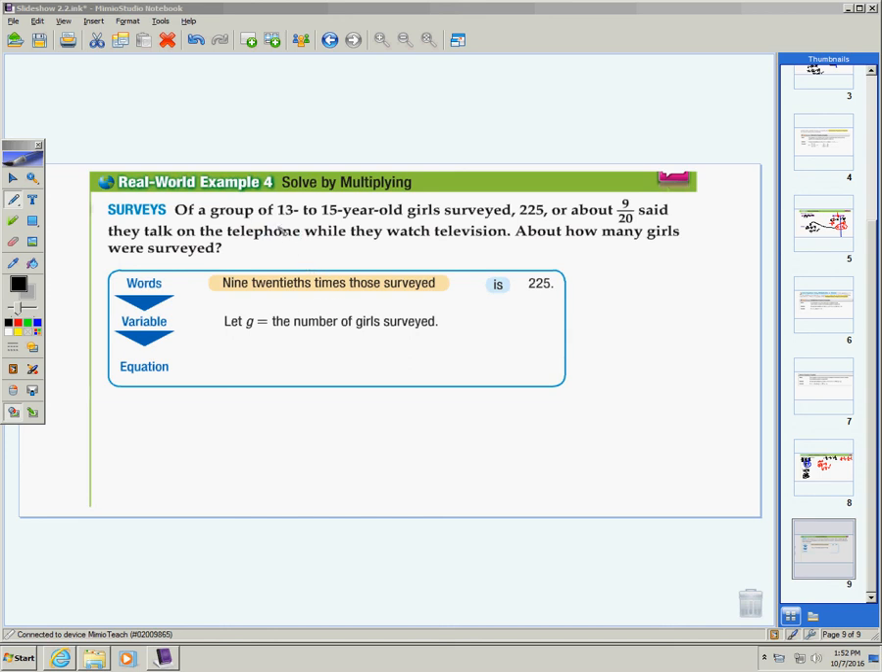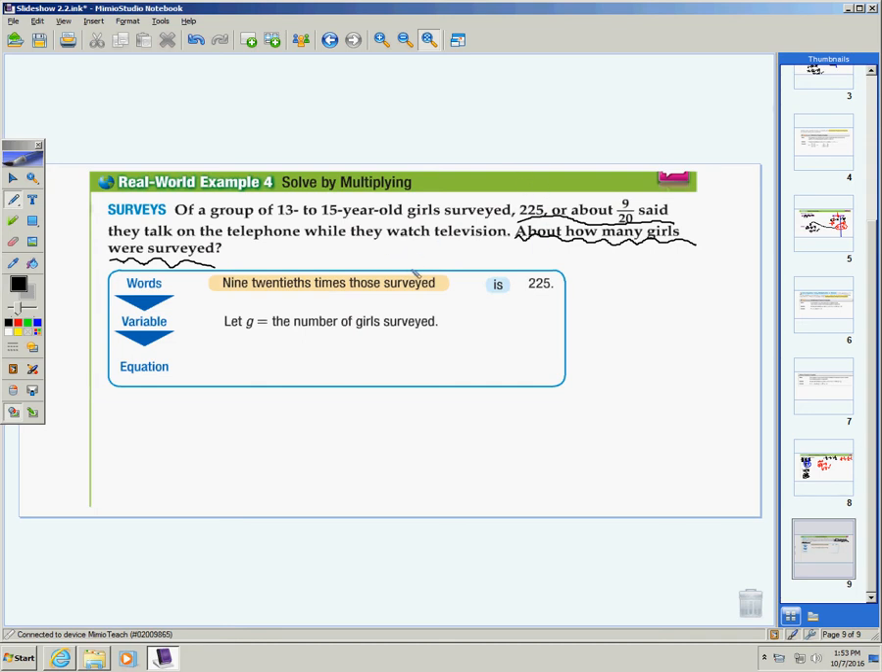Looking at a word problem. Of a group of 13 to 15-year-old girls surveyed, 225, or about 9/20ths, said they talked on the telephone while they watched television. We want to know about how many girls were surveyed. So what we know is 9/20ths of the girls surveyed is the same thing as 225.